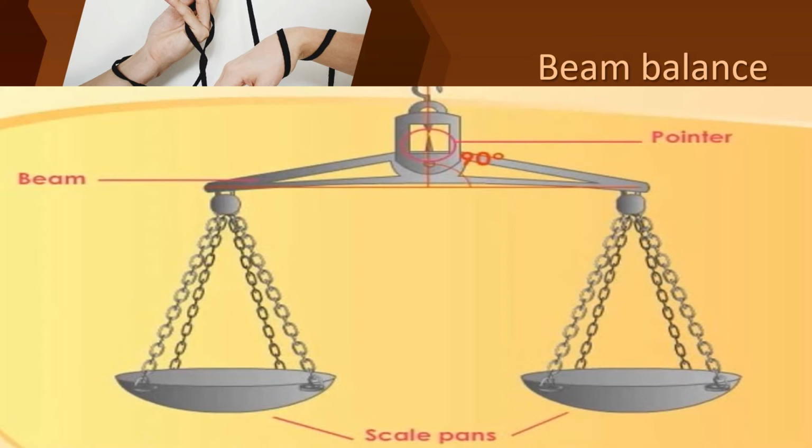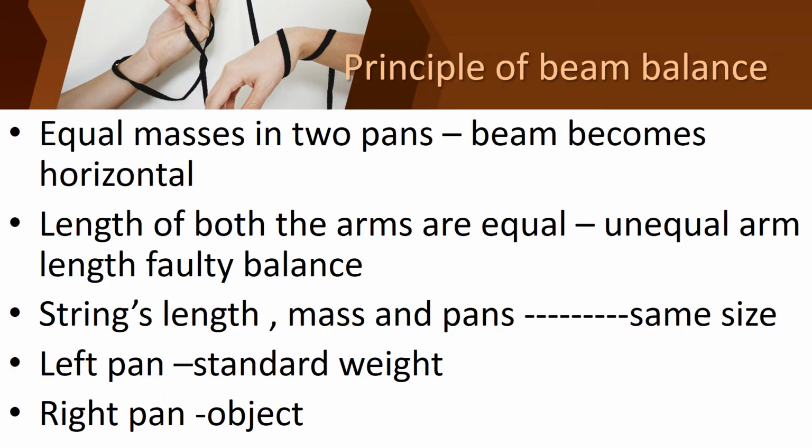If it tilts to the right, the mass is more than you need. Children, it may be 1.5 kg, likewise. So you need to correct it. Can you all understand, children? So these are all the principles of the beam balance.